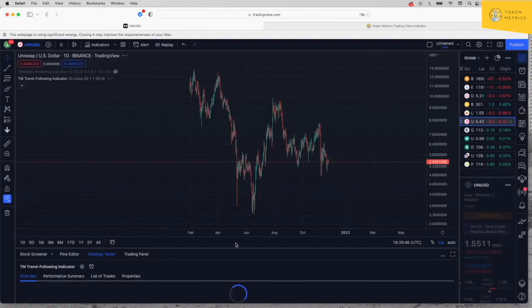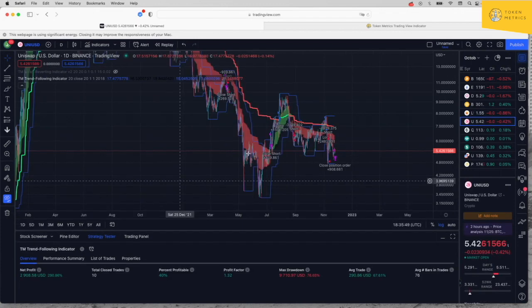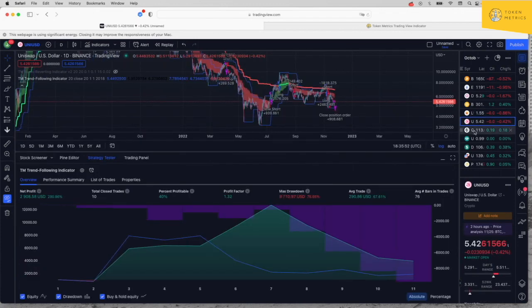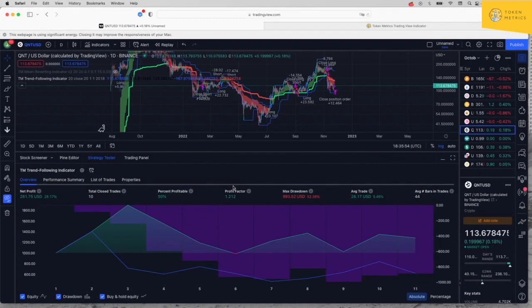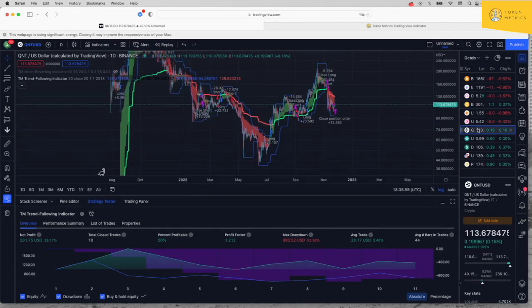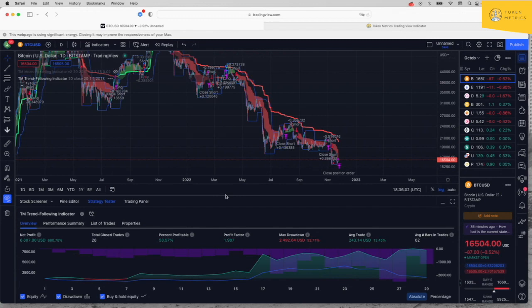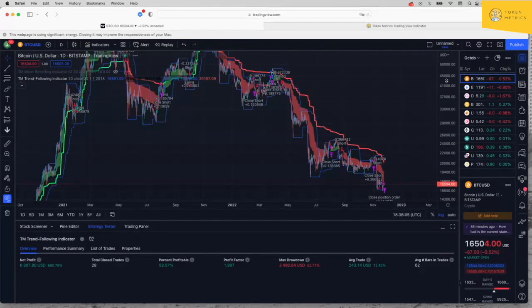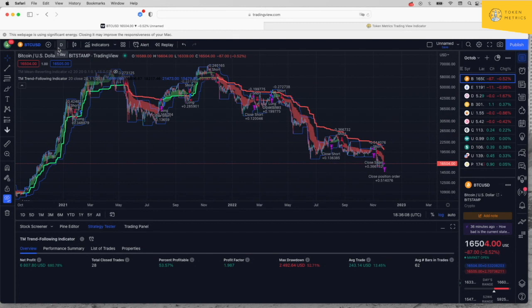All right, so if we go through a couple other examples, this is for Uniswap. We do outperform quant as well, not bad. We outperform holding. So this was for trend following strategies, and like I said, for this type of strategy, I would usually use daily to weekly.